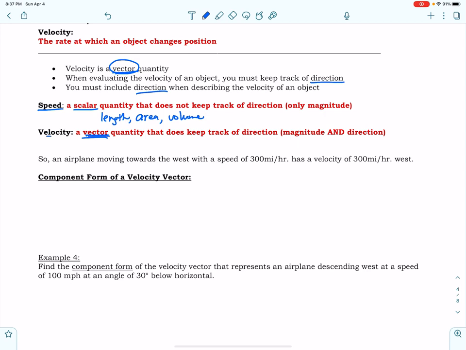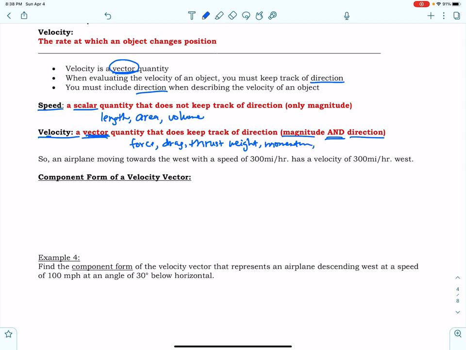Vector quantities, a good example, of course, is velocity, but there are other examples: force, drag, thrust, weight, momentum, that's a good one, displacement, etc. Because these keep track of direction along with magnitude. So that's a good way to think of a scalar versus a vector quantity.